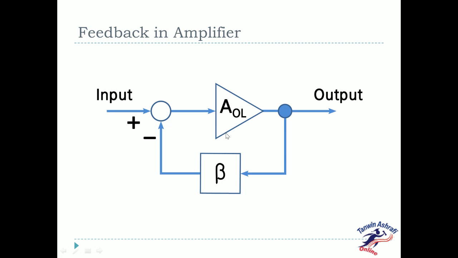Feedback influences the amplifier parameters such as gain, input resistance, and bandwidth. It plays a very important role in designing stable amplifiers and oscillators.